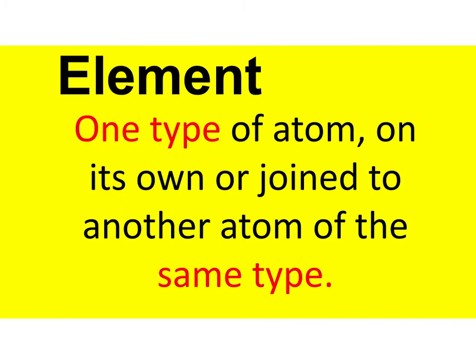Element. So element, only one type of atom, on its own or joined to another of the same type of atom. So an element, you could have loads of nitrogens in a row, but it would only be nitrogens in that row. Okay, so they're all the same type of atom. Find these on the periodic table.